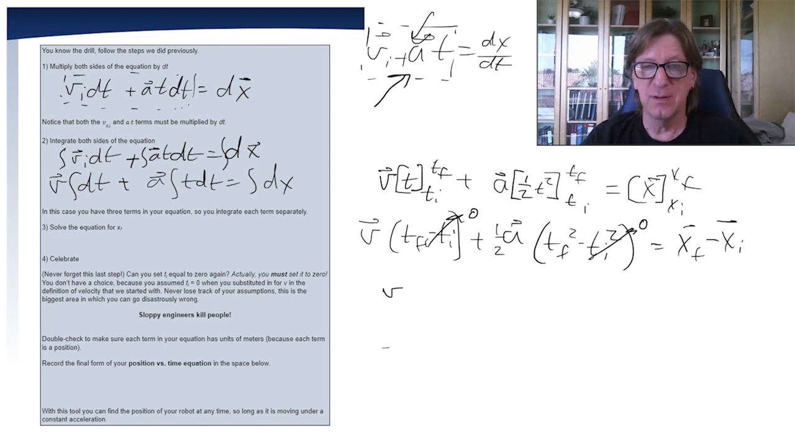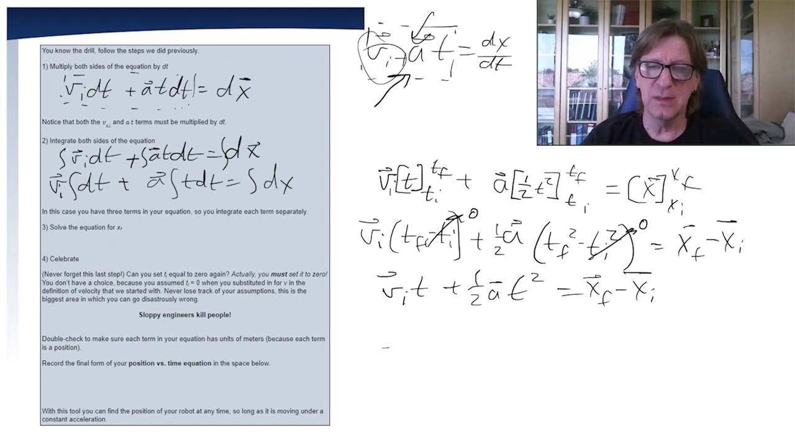So I get, sorry, that should be vi. Let's go ahead and make sure we're keeping up with our subscripts here. That should be vi. Remember, that was my initial velocity here. vi t plus 1/2 a t squared is equal to xf minus xi.